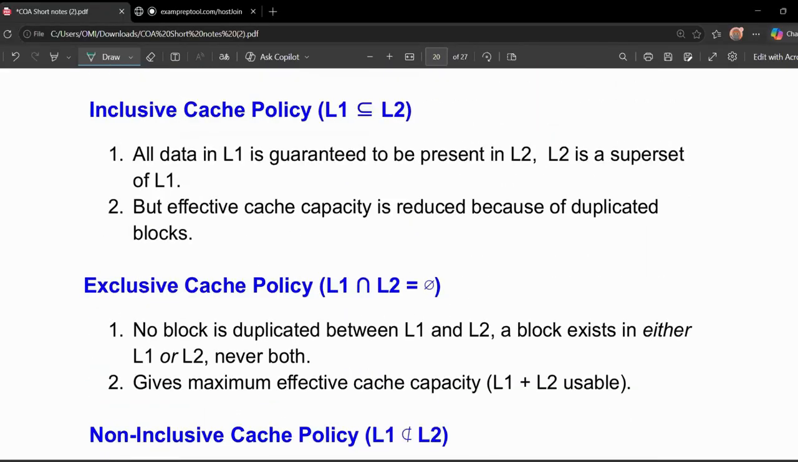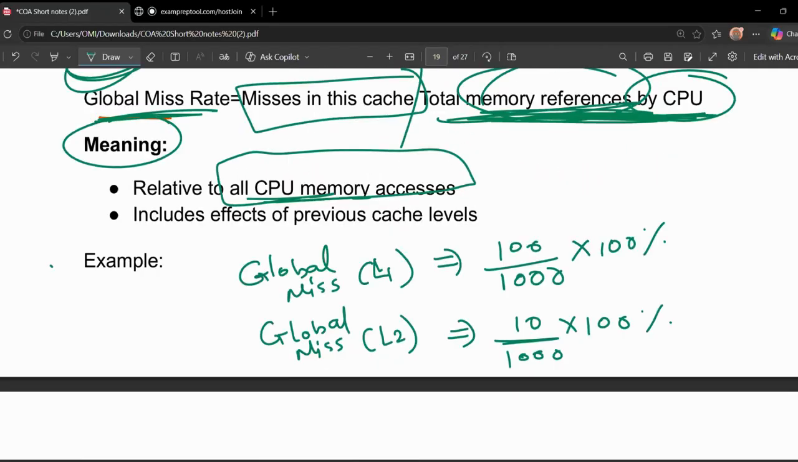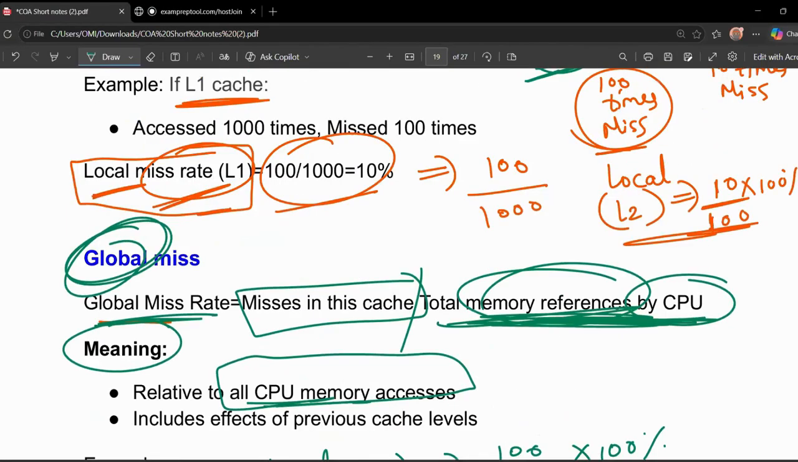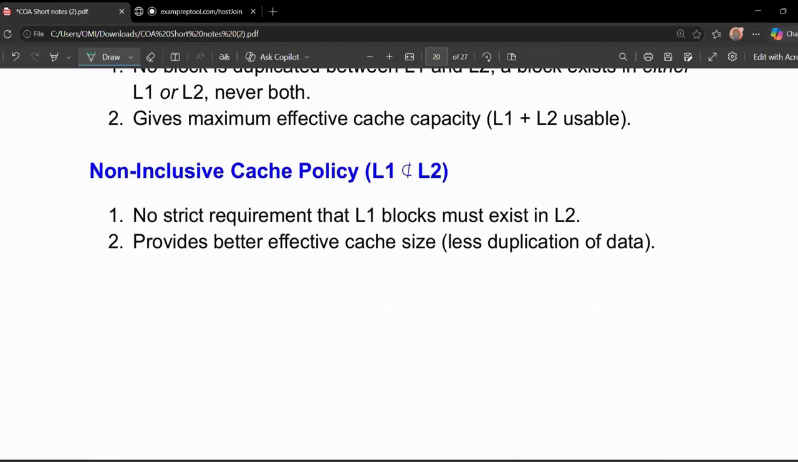Now, just the last topic. This is all about local miss rate and global miss rate. So this is the last topic in the cache.